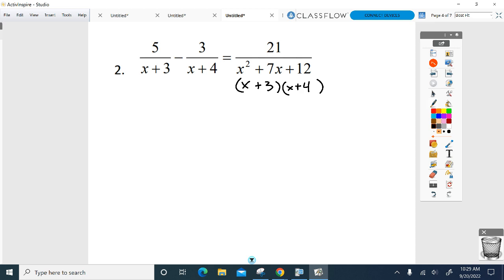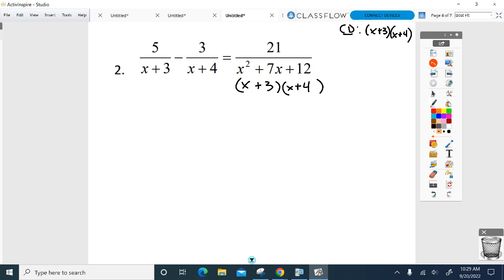All right, now look at your denominators and let's see if you can find a common denominator. Anything in common? What do the denominators have in common? They have an x plus 3 in common, so that better go in there. And they also have something else in common, right? x plus 4, great job. Any leftovers? Nope, so there it is.